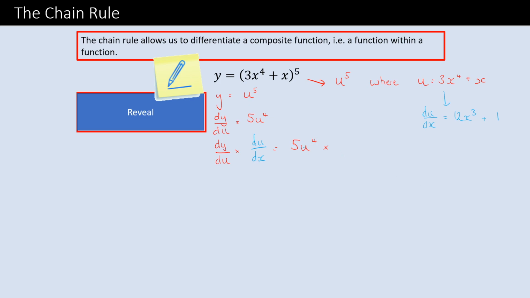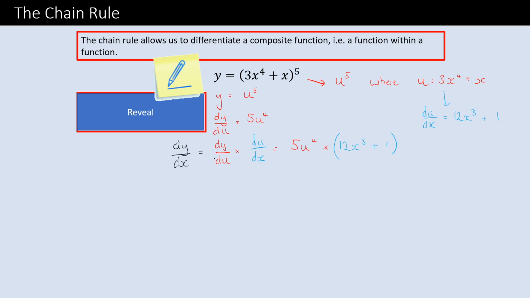Okay, so I'm going to have 5u to the power of 4 times 12x cubed plus 1. Imagine putting that in brackets just to make it that little bit tidier. Okay, there we go. So what we've actually got there to finish with is dy by dx.